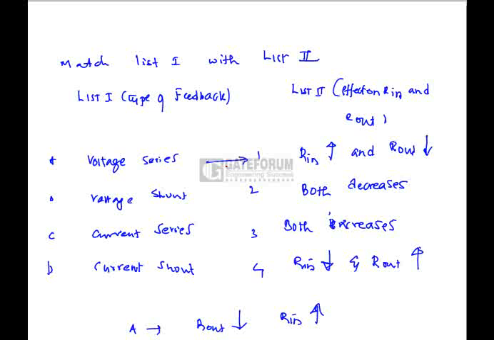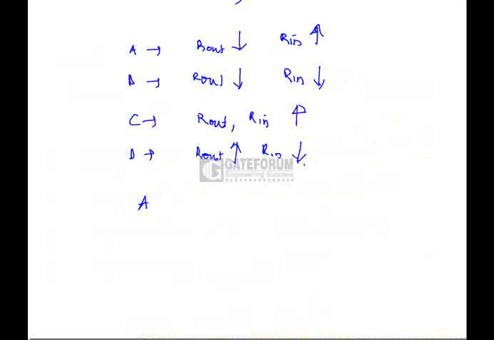So A is 1. Voltage shunt means both decrease, hence it is 3. Current series means both increase, hence option 2. Coming to D, current shunt is the remaining option 4. So A, B, C, D is 1, 3, 2, 4.